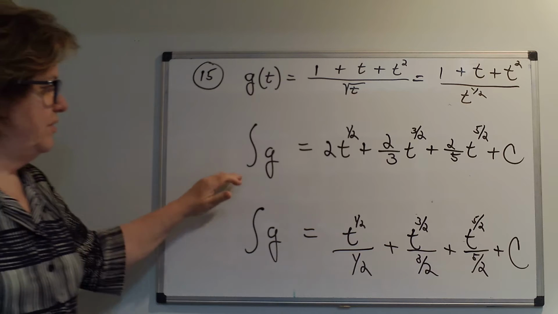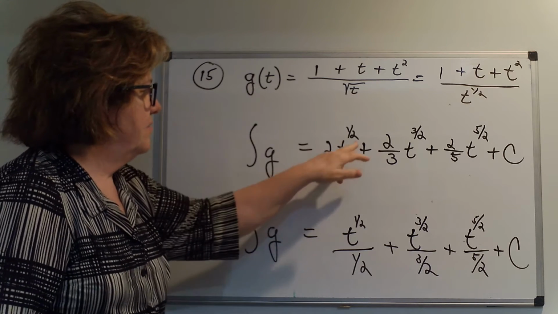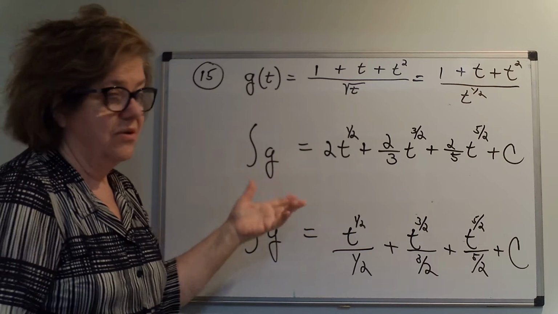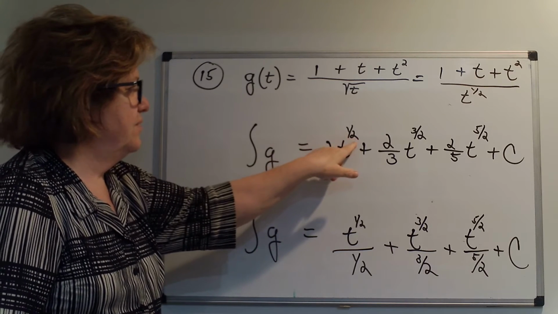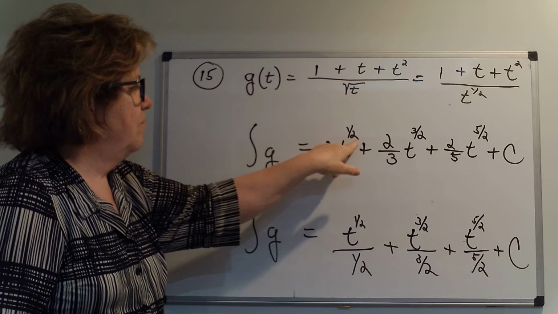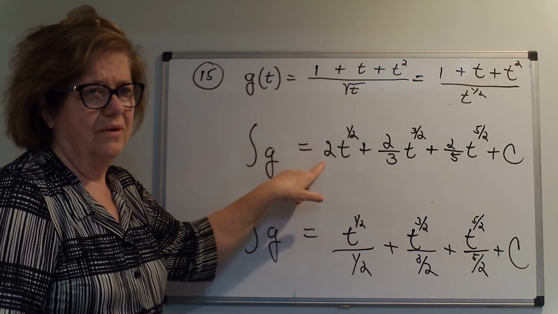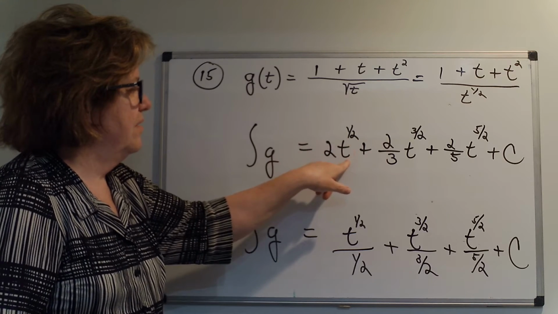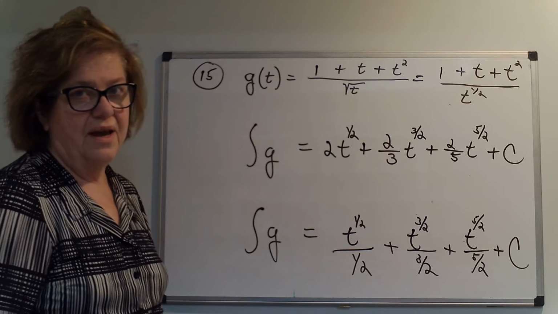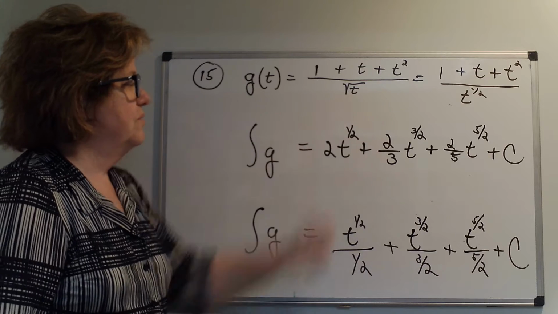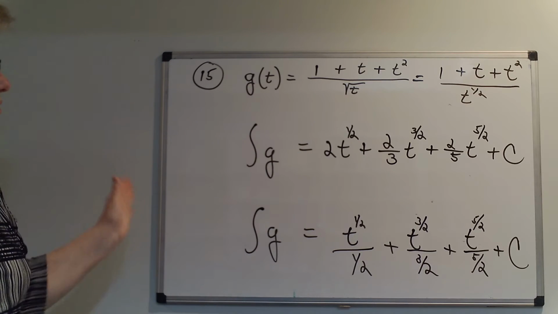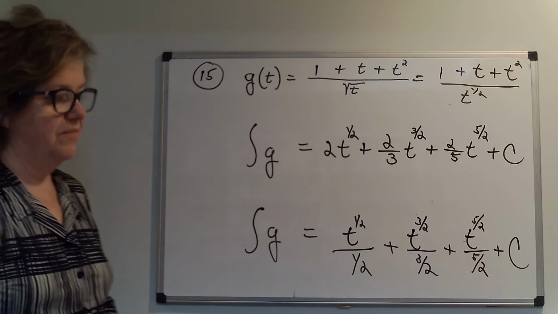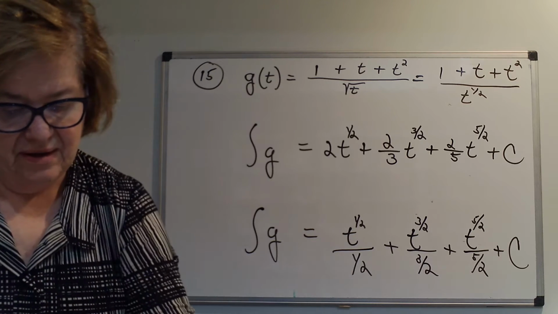What you need to do to check it is to actually take the derivative. When we take the derivative, for instance in the first term, we'd have 1/2 times 2, which is 1, and then we decrease the exponent by 1, so we would get t to the negative 1/2 in that first term, which is what we would expect to get back the original g. I'm going to let you do the rest to practice.